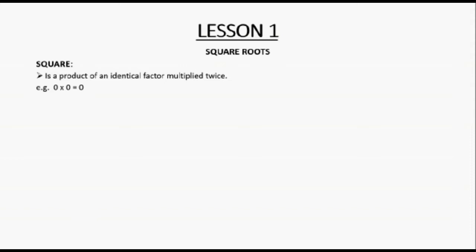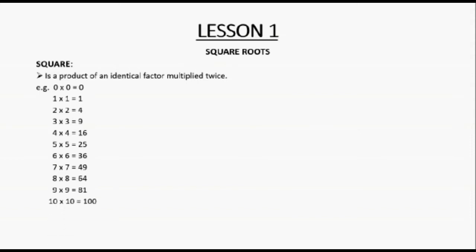0 times 0 is equal to 0. 1 times 1 is equal to 1. 2 times 2 is equal to 4. 3 times 3 is equal to 9. 4 times 4 is equal to 16. 5 times 5 is equal to 25. 6 times 6 is equal to 36. 7 times 7 is equal to 49. 8 times 8 is equal to 64. 9 times 9 is equal to 81. And 10 times 10 is equal to 100.